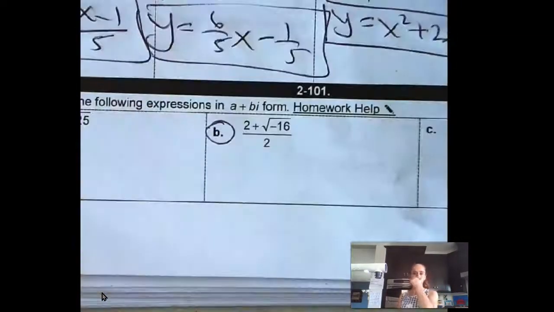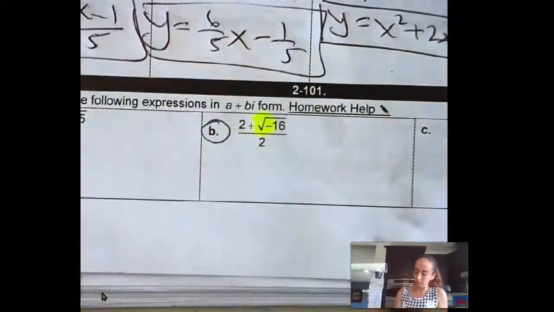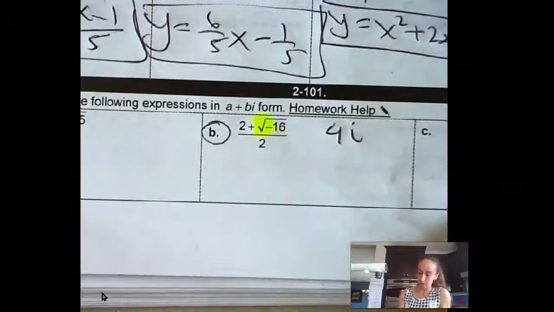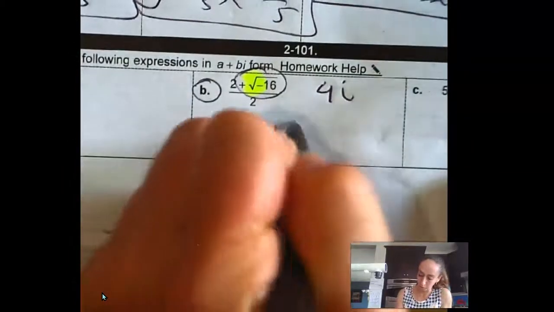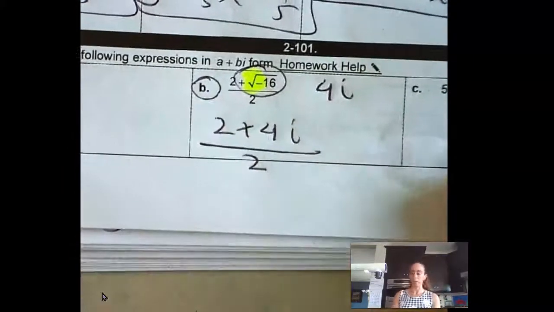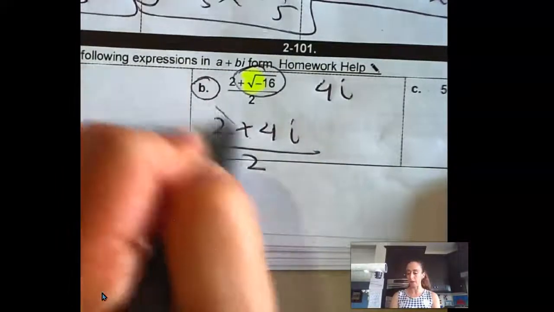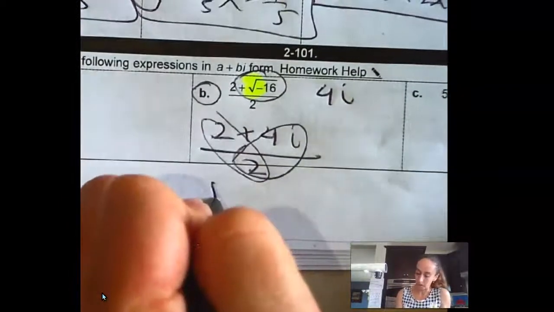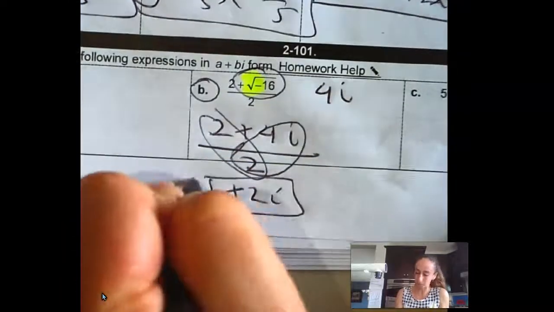All right, I want to go over this. We struggle a little bit with imaginary numbers. Since that's negative, we have to know it's going to be i. So it's really 4i. This right there is 4i. So I have 2 plus 4i divided by 2. Now, I can only divide it if I divide this one and that one. So 2 goes into 2 one time. And 2 goes into 4 2 times.